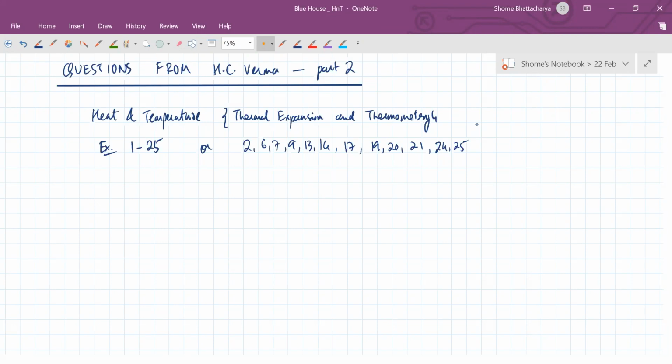Right. Then the next chapter in H.C. Verma is in fact kinetic theory of gases. Calorimetry comes later. They have a different order. So let's see.